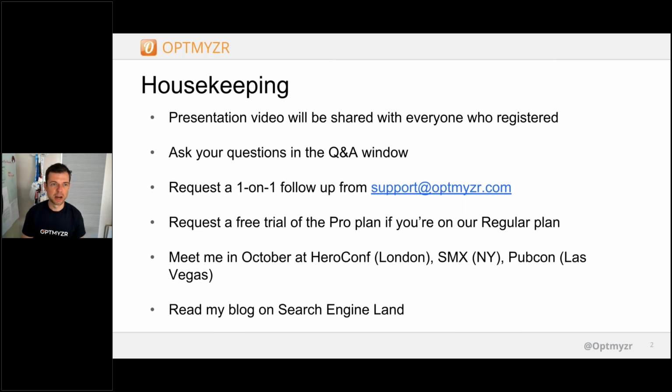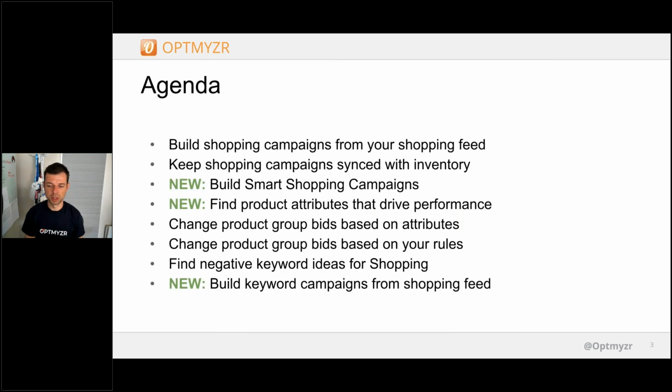So that's it for the housekeeping. So do ask questions. But here's the agenda of what I would like to cover today. So we're going to look at building shopping campaigns, keeping them in sync with inventory, brand new feature, how to build smart shopping campaigns. So these are the fully automatic ones from Google. Brand new feature, finding product attributes that drive performance and making really nice visuals around that.